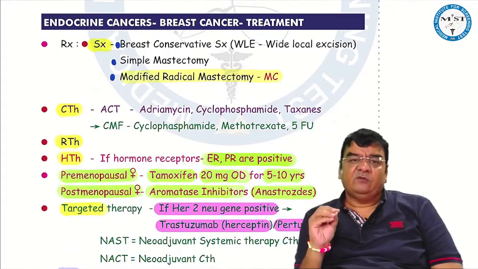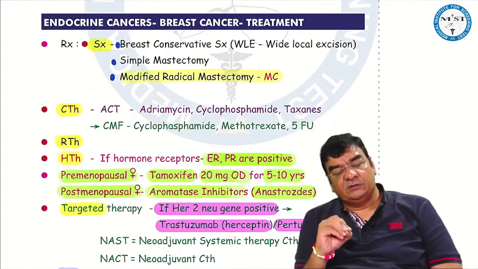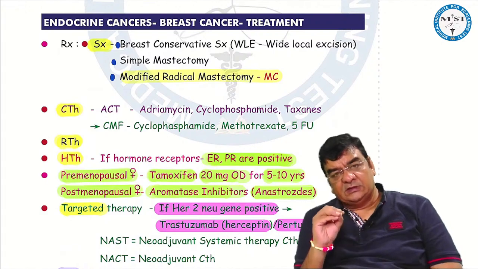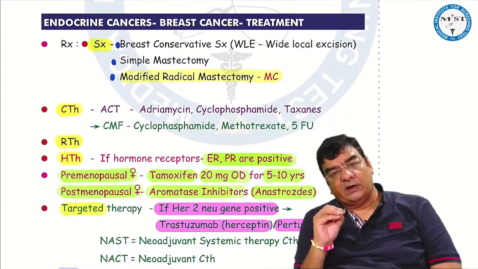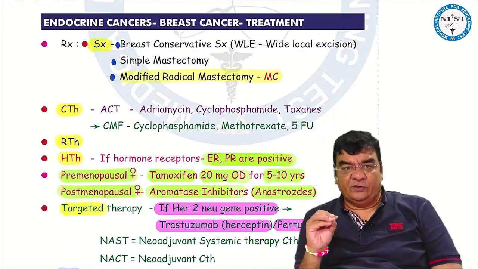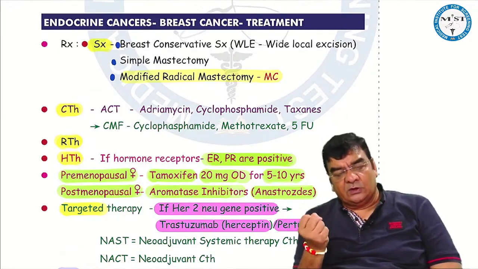In chemotherapy, we can give ACT or CMF regimens. CAF regimen can also be used. ACT is adriamycin, cyclophosphamide, and taxanes. CMF is cyclophosphamide, methotrexate, and 5-FU. We can use CAF also: cyclophosphamide, adriamycin, and 5-FU. Radiotherapy is a method to locally control the tumor.